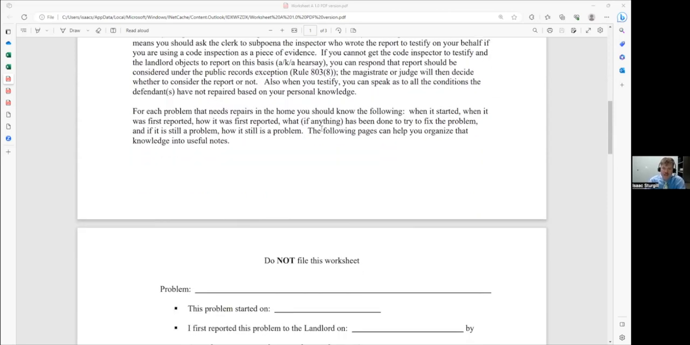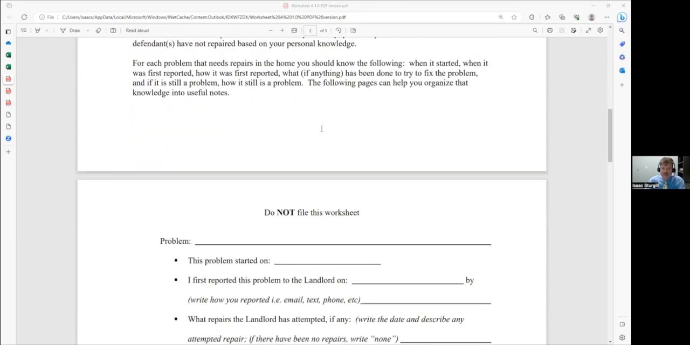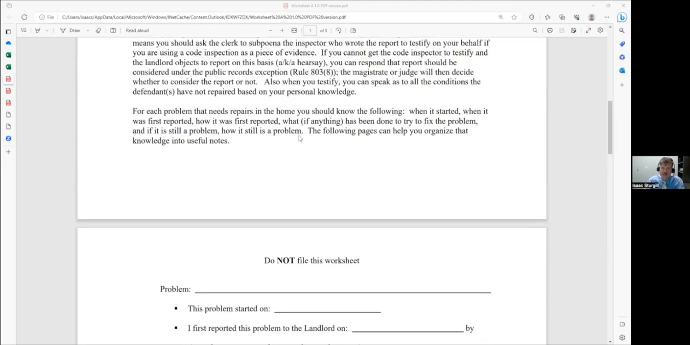Okay, next we've got some information that's really digging into the repairs that are needed at the home. And the information we're looking for with each of these things is when the problem started, when it was first reported, how it was reported, whether the landlord's done anything to fix it. We want to know if it's still a problem, and if it's still an issue that the tenant's dealing with. And so these pages are designed to help organize that knowledge into notes that would be useful for trial.